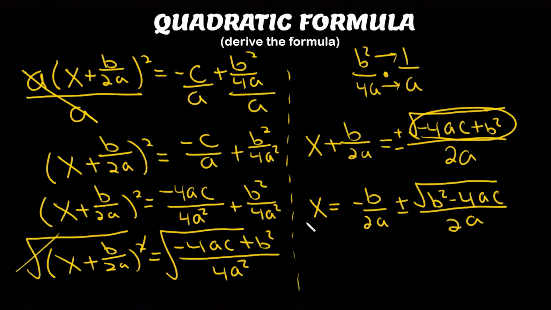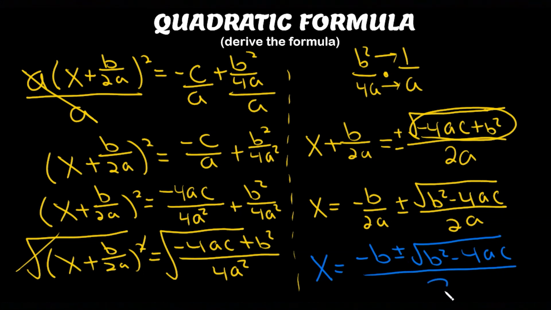So here's our final answer. Let's go ahead and do it in a different color. We get x equals negative b plus or minus square root of, and then we get b squared minus 4ac all over 2a. And there it is. There's the quadratic formula. So we're going to go ahead and box that in.